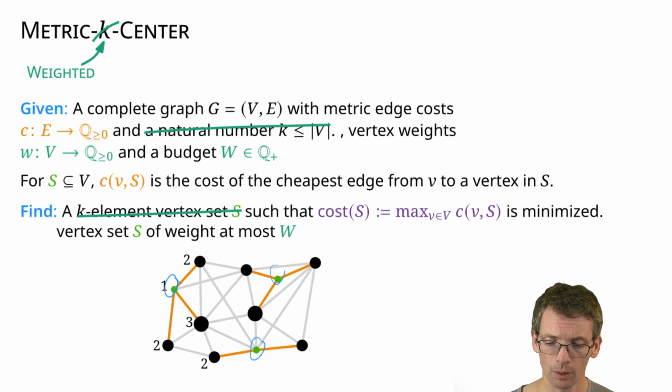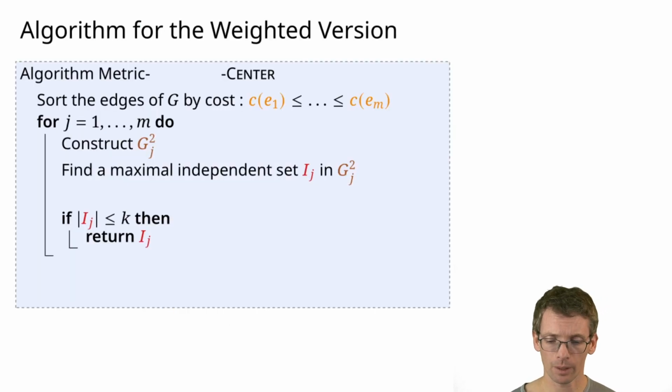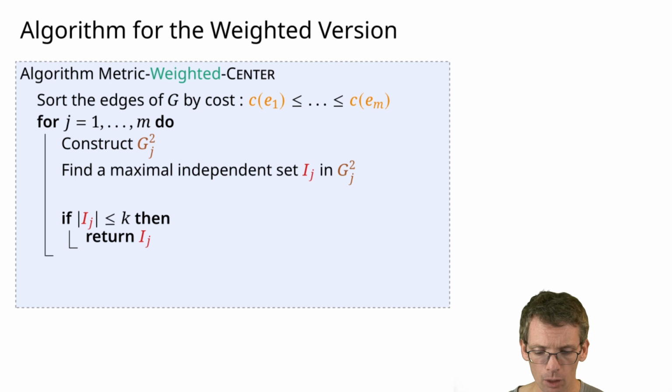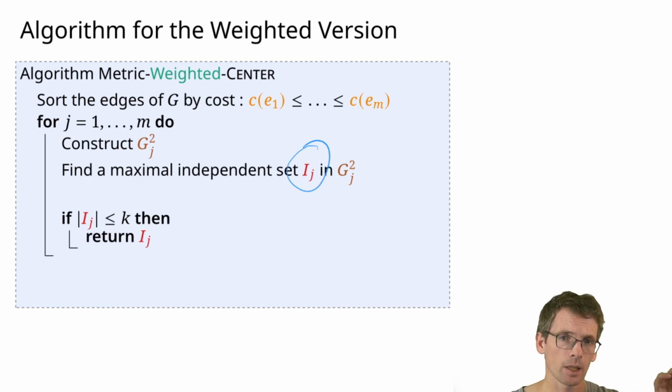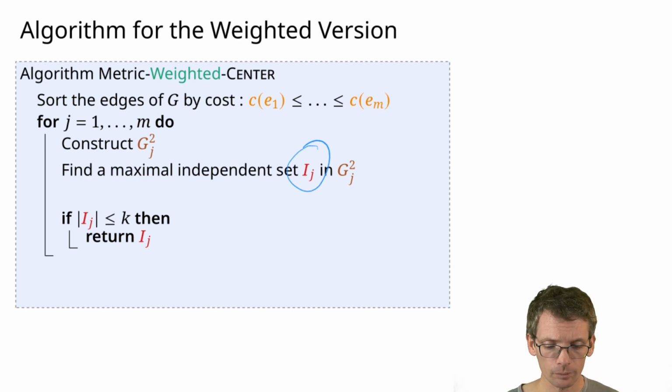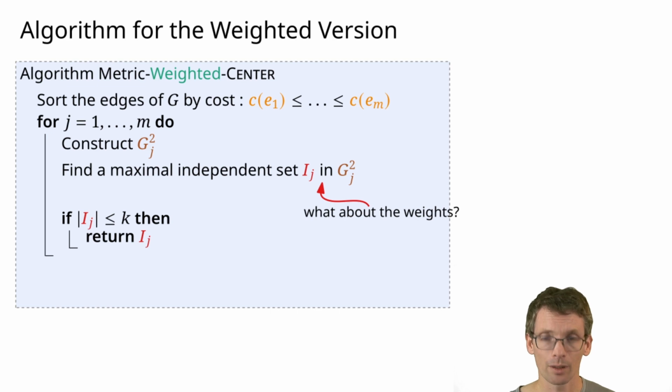So this is the metric weighted center problem, and what we want to see now is a 3-approximation, and it is just a very slight variation of the algorithm that we've already seen. This is essentially the framework of the algorithm that we've seen, which we are now going to adapt to get a weighted version. And interestingly, we're going to do the same as before. We will find a maximal independent set in the square. At this point, we have not used the weights yet, which we obviously have to use.